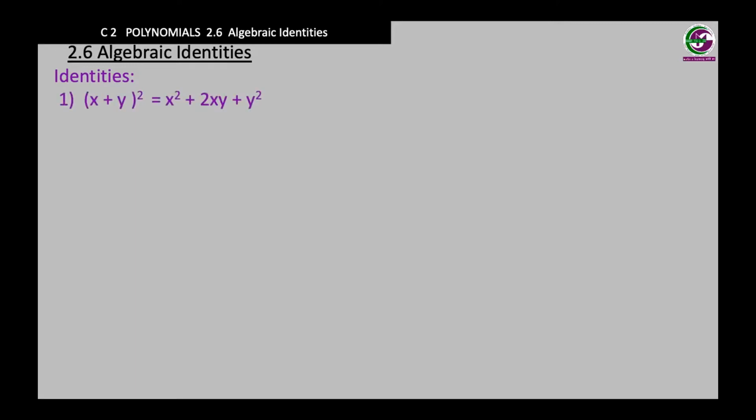(x + y) the whole square is equal to x square plus 2xy plus y square. You know, we take the first term and square it, and the last term will be the square of the second term. And in the middle, you have 2 times the first term multiplied by the second term. Let's see it with an example.